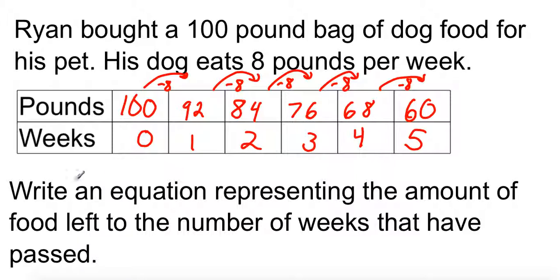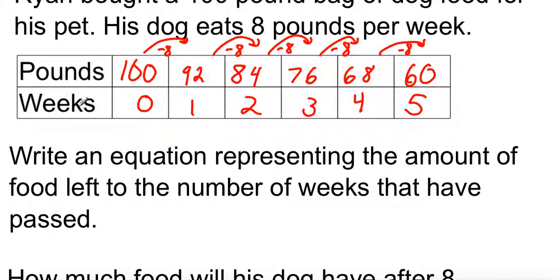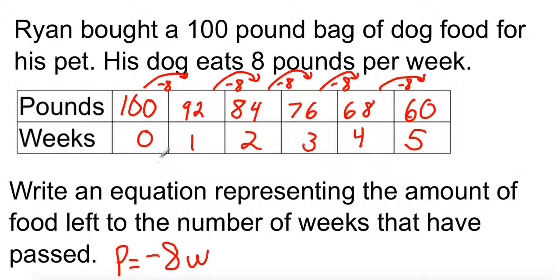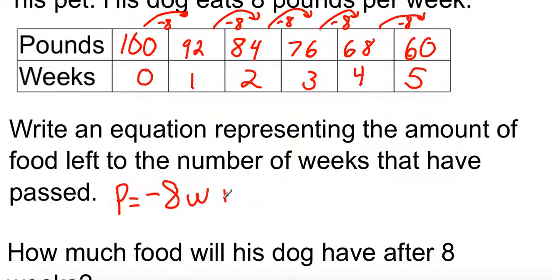So we need to write an equation relating the amount of food left to the number of weeks that have passed. Again, I know that the number of pounds of food is my dependent variable because it depends on the number of weeks that pass. Now, each week, our rate of change is -8 because the dog eats 8 pounds of food. So I'm going to put -8 times W. And then we have to remember that Ryan originally bought a 100-pound bag of dog food, and we need to represent how many pounds of food he started with. So we're going to write plus 100. So this is our equation: the dog is eating 8 pounds of food a week, and it started out with 100 pounds of dog food.